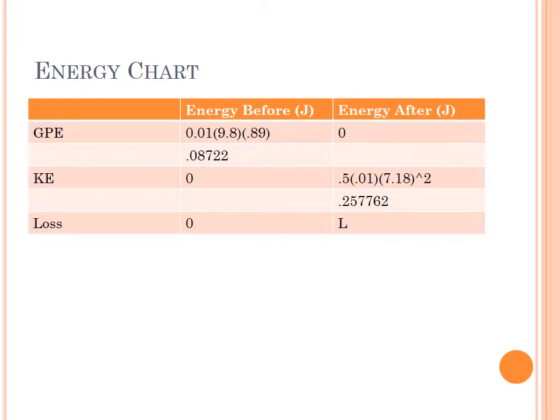This is the energy chart we came up with, which is we have energy before, in joules, and energy after, in joules, and we have GPE, which came out to be 0.08722, and then 0. Our KE, which came out to be 0, and then 0.257762, and then our loss, which is just a variable, L.